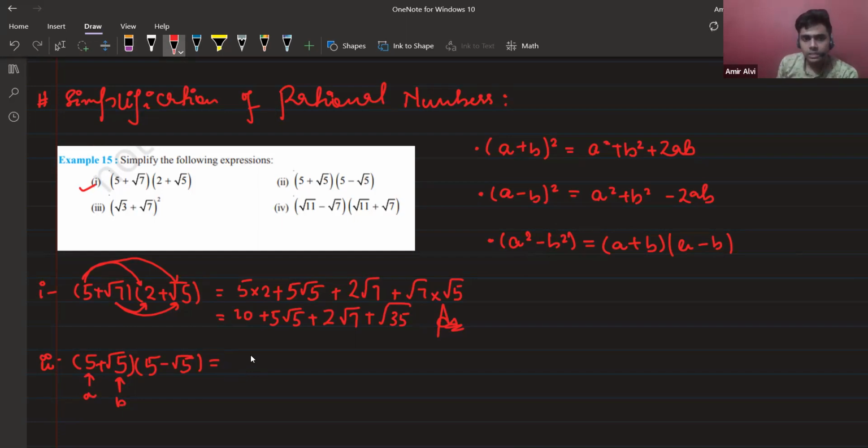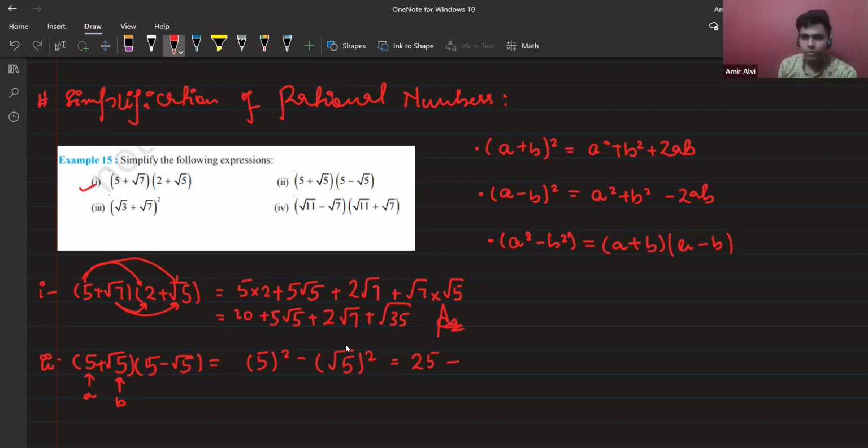So we can write it as 5 square, minus sign is there. What is our b? Root 5. 5 square, root 5 square. Yes or no? Yes. Now tell me, Simran, what is the square of 5? 25. Yes. What is the square of root 5? What is the square of this term? 25?